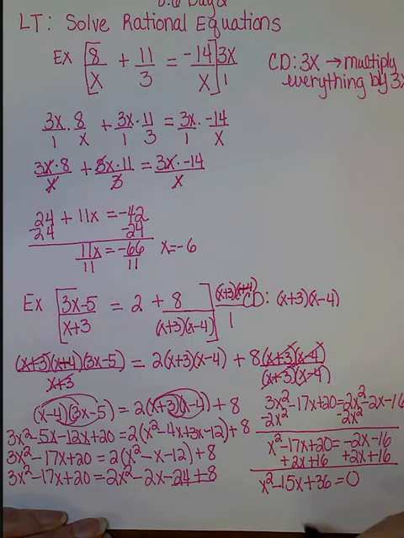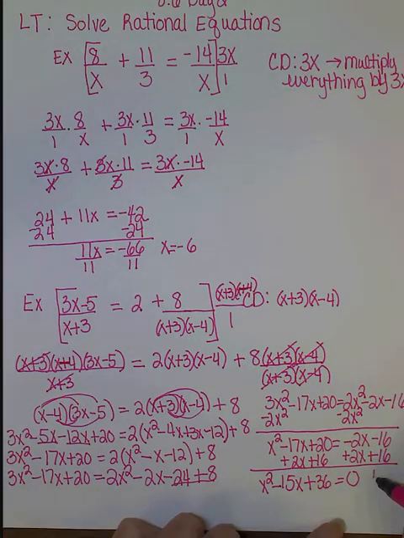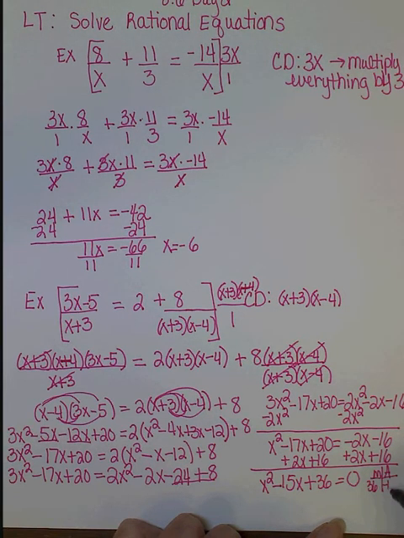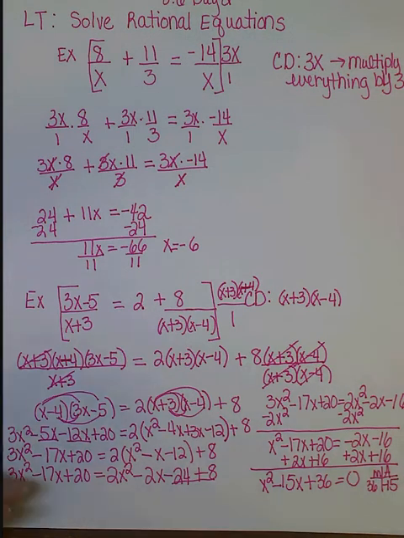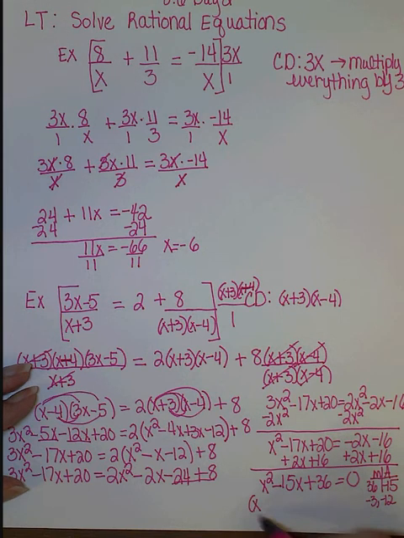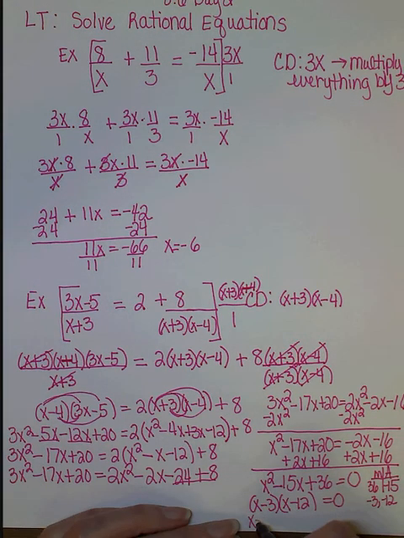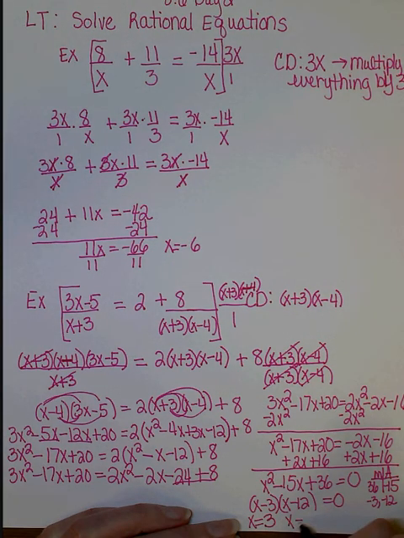Okay, now I can factor this with multiply to b, add to b. Multiplies to be 36, adds to be negative 15. Okay, that would be negative 3 and negative 12. Alright, we're almost done. I get 2 possible answers, 3 and 12.